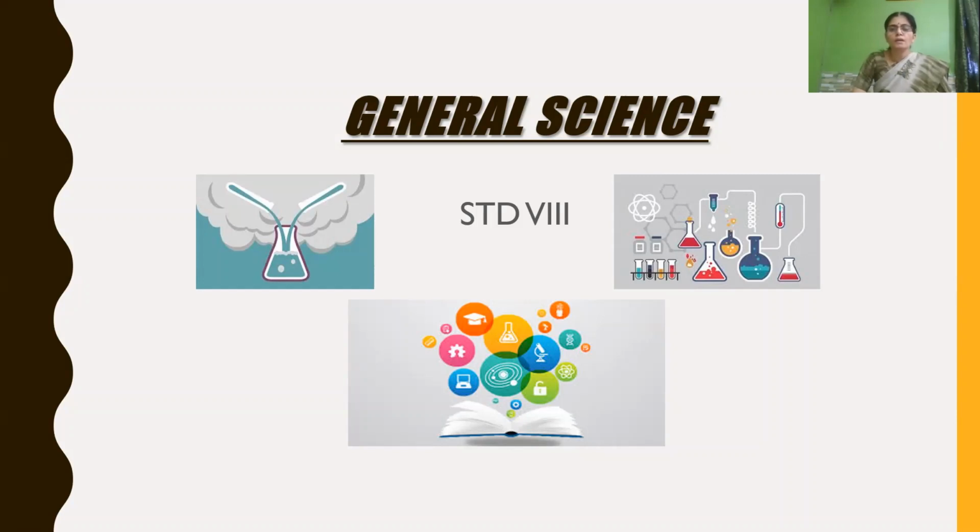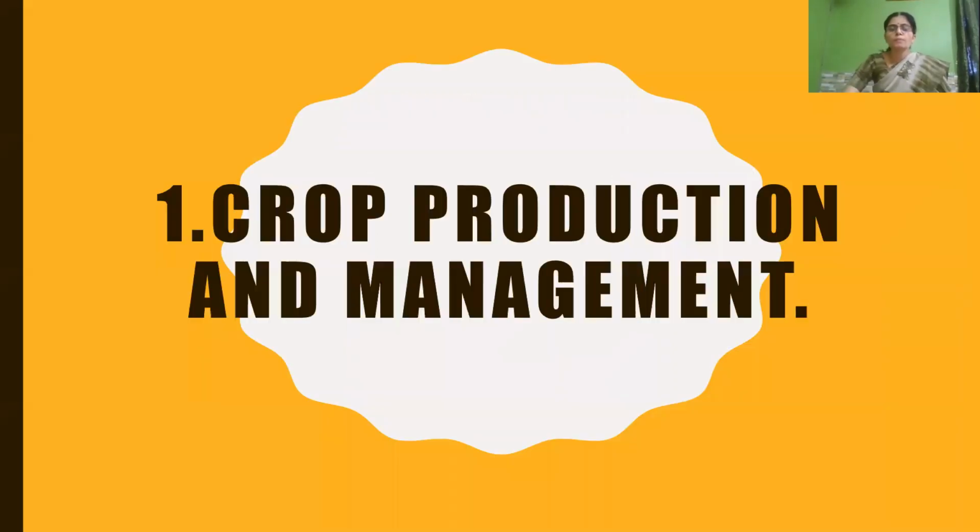Till last session, we have learnt about crop production and management. As we have learnt, crop production is nothing but agricultural practices. These agricultural practices involve various steps. Each and every step is different from each other and has its own advantages and own agricultural implements.